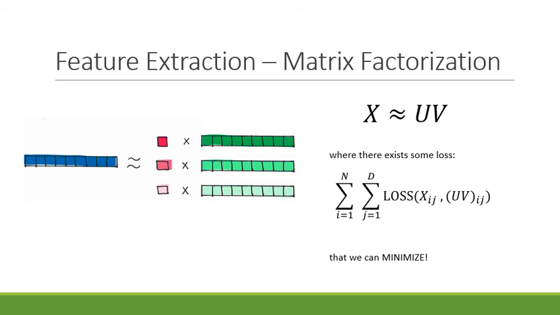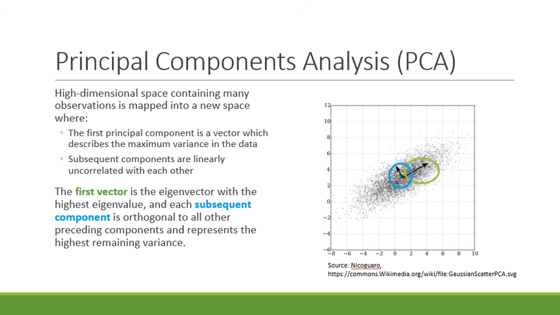X will then be approximately U times V, where there is some loss that occurs, and we can minimize that loss function. One row of data can be broken into a linear combination of a single representation times each archetype. So X can be approximately represented as the product of U and V, which results in some error, and we seek to minimize that error. And that is where we get principal components analysis.